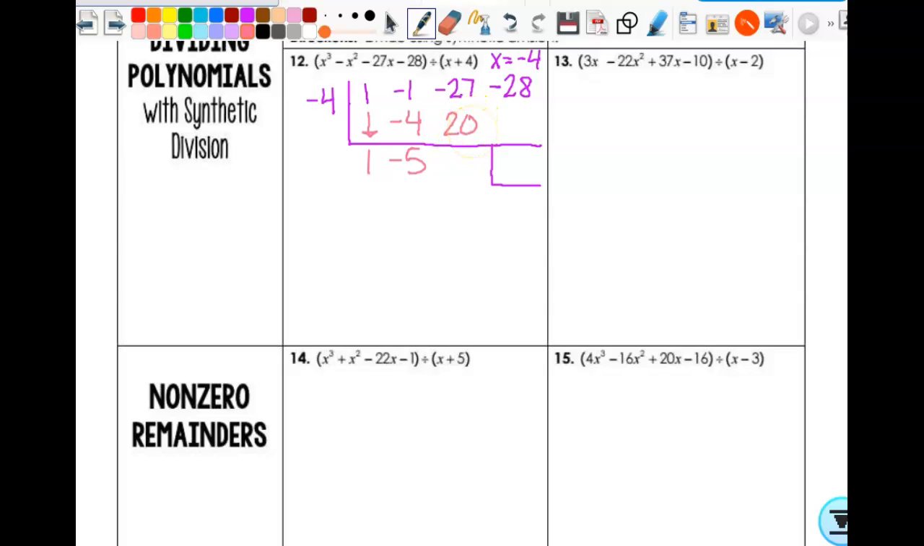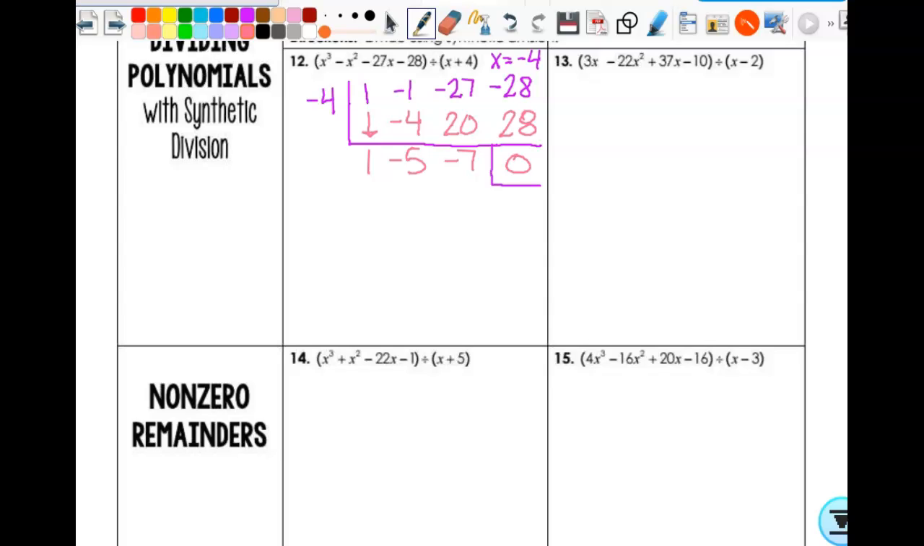Negative 27 and a positive 20 gives me a negative 7. Negative 4 times negative 7 is a positive 28. And then in my basement goes 0. And what is in your basement is your remainder. Okay, so my remainder is 0, which means that this divides evenly, which tells me that x plus 4 is a factor. That's not what they're asking me right here, but since my remainder is 0, I would know that it is a factor.